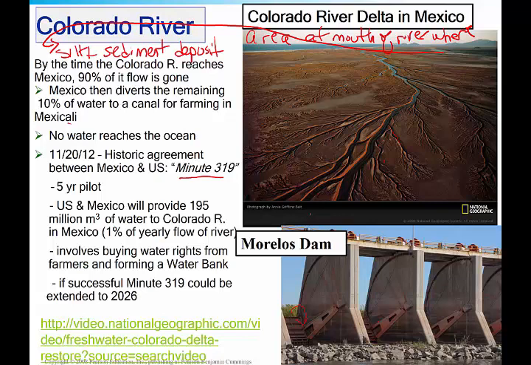Now, in order to do this, they had to buy water rights from farmers who were along this river. So they had to say, please don't farm, please don't use the water. Instead, we will buy the water rights, and that meant the water would continue to flow through the river, so they wouldn't be taking the water out of the river. And they formed what's called a water bank. Now, if successful, this effort could be extended to 2026.